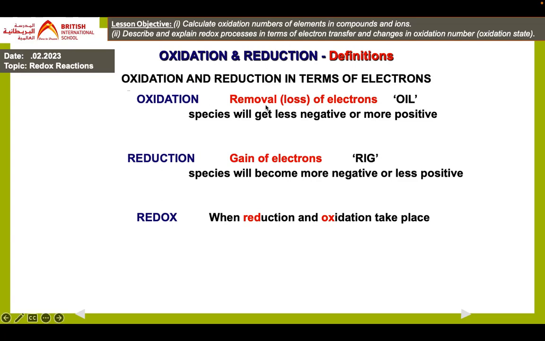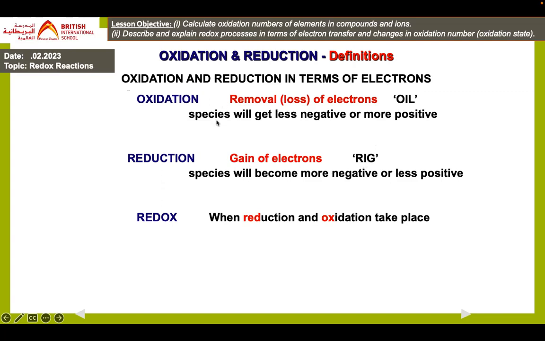So oxidation is removal or loss of electrons. These are the code words, the tricks, to remember oxidation and reduction in terms of electrons: OIL RIG. Oil means O for oxidation, I for is, L for loss. Oxidation is loss, reduction is gain of electrons. So oxidation is loss of electrons, and reduction is gain of electrons.